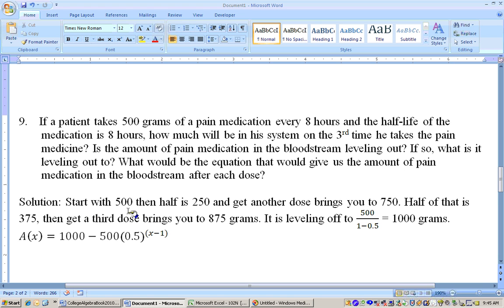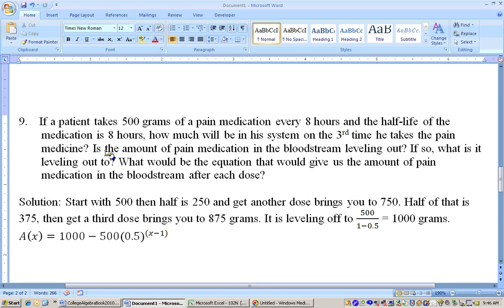Okay, he gets 500 grams. Then after 8 hours, he's down to 250 because that's the half-life, but he gets another dose, another 500 grams, which brings him up to 750. So that's the second dose. Now after the half-life, he's down to half of this 750, which is 375, and he gets his third dose of 500 grams, which brings him up to 875. So that tells you how much he has on his third time of taking it, 875 grams.